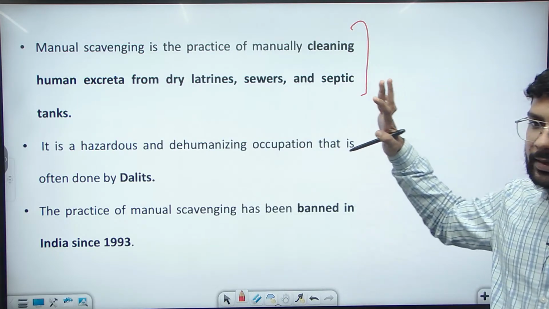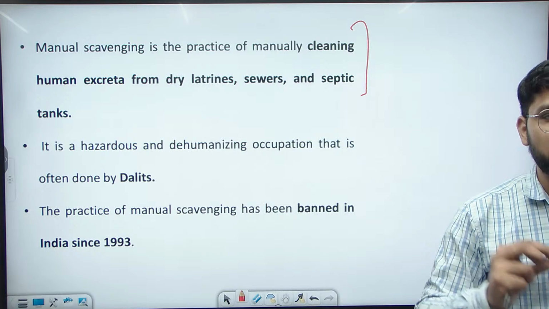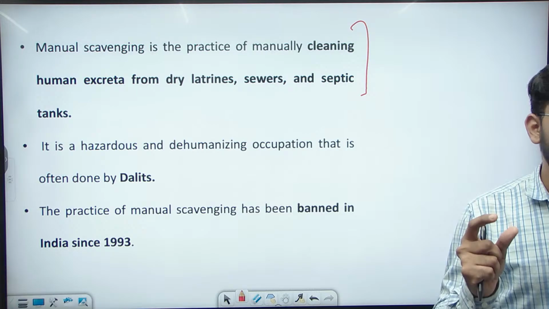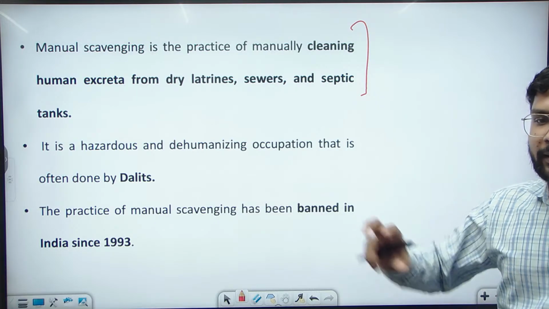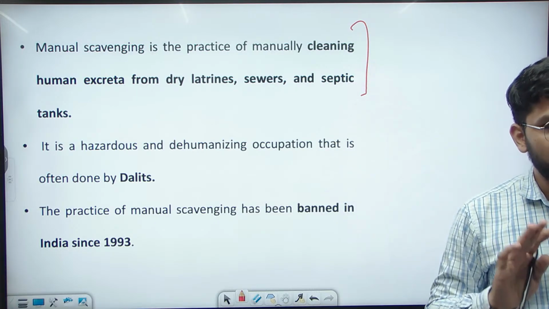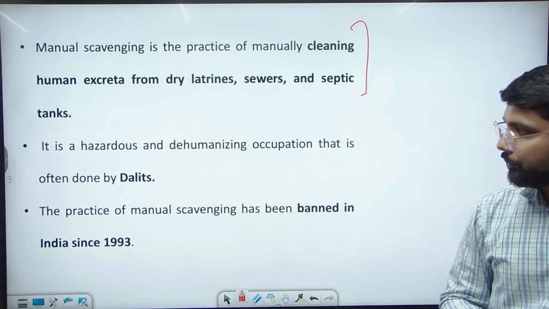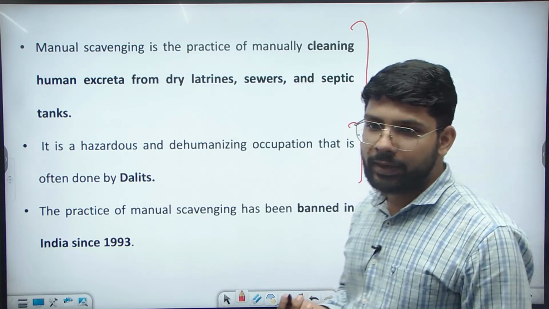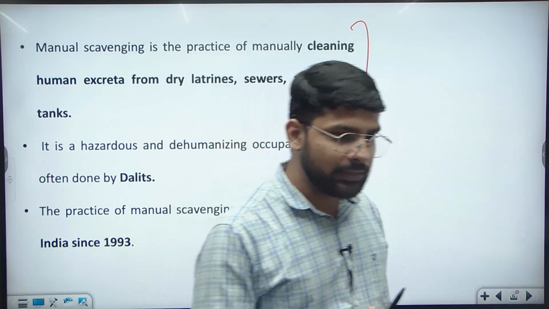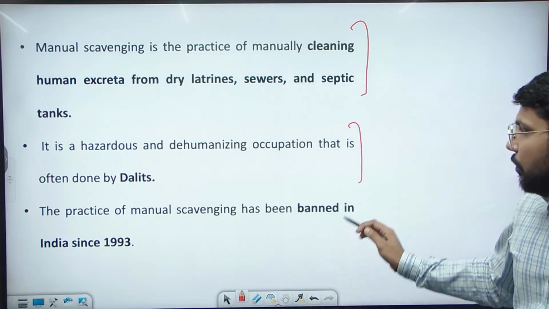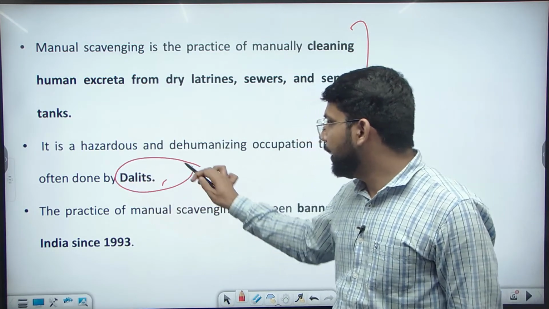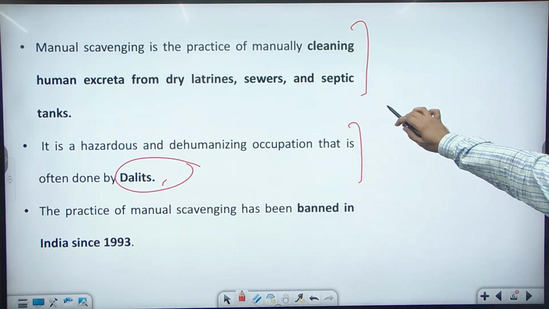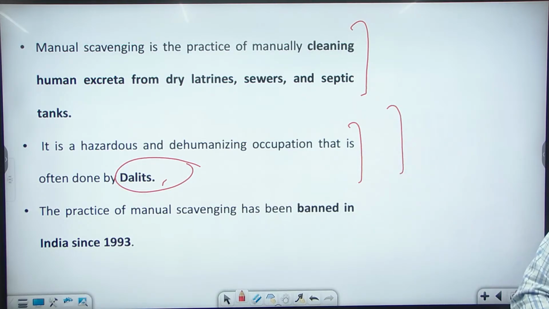So whenever there is a question in the mains, you should write a clean definition. आप अपने से कोई भी वर्डिंग में डेफिनेशन नहीं लिखोगे. It's better if you are writing a good definition as given by the Ministry of Social Justice. And it belongs to a specific caste, as sometimes we are saying them Dalits. The people mostly involved in these occupations are Dalits, and this is a hazardous and dehumanizing service they are providing to humans.